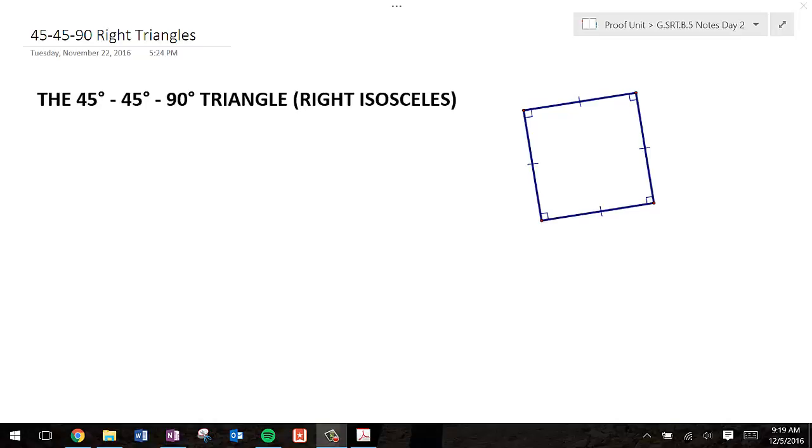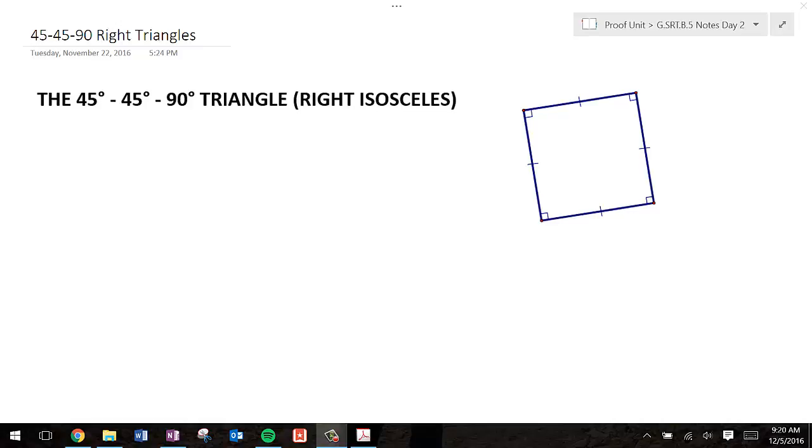Welcome back. We are continuing our discussion on similarity in right triangles today with our day 2 notes for G.SRT.B.5. And we're going to look at what are called special right triangles today. So we've discussed right triangles up to this point, and we haven't had anything shortcut-wise to be able to do. Now we're going to be able to have some shortcuts to work with that make life a little bit easier for us. So the first one we're going to look at is the 45-45-90 right triangle.